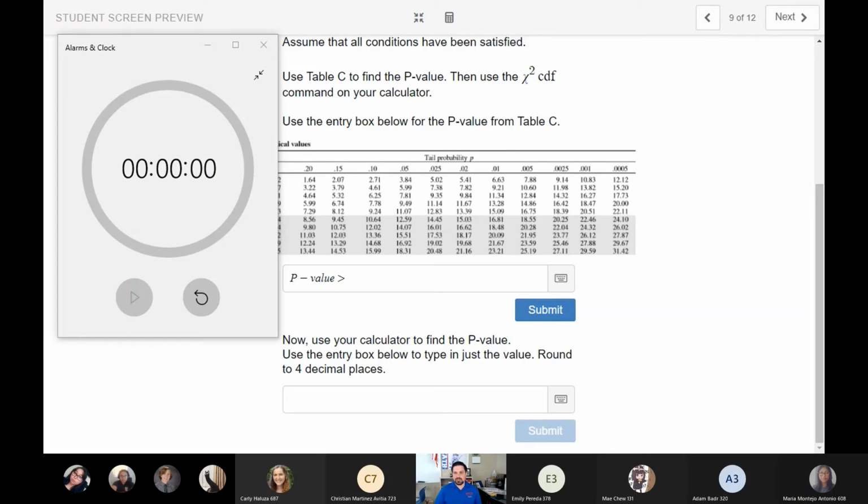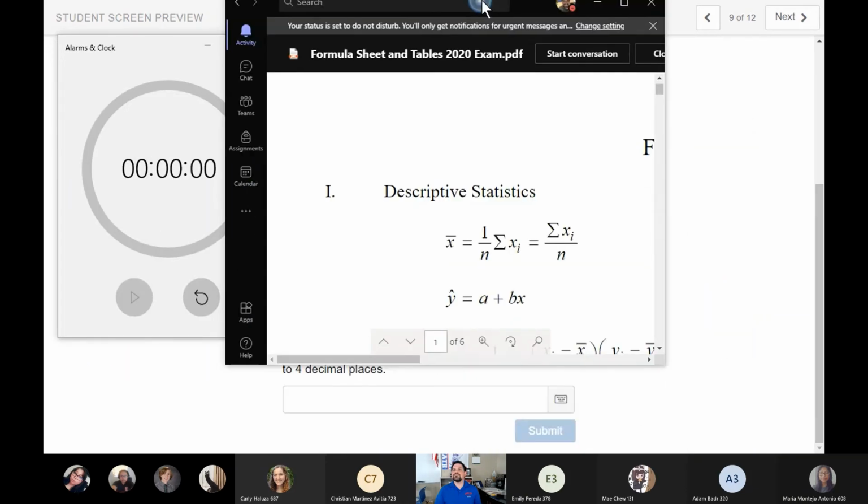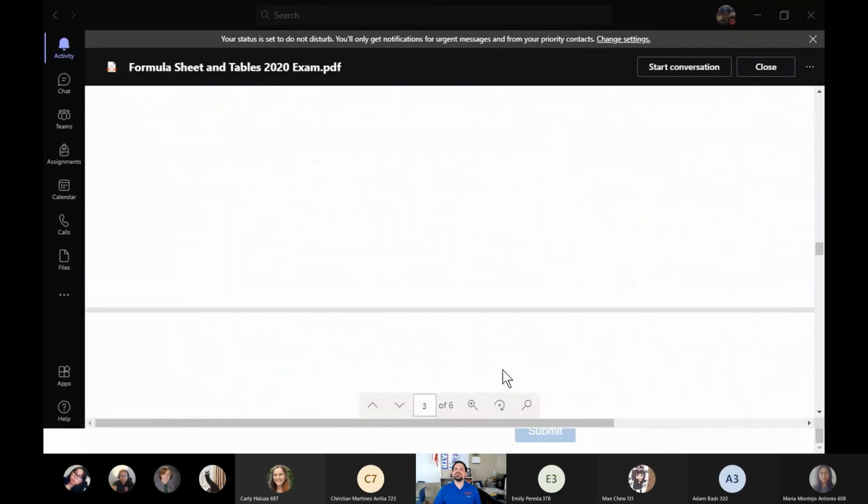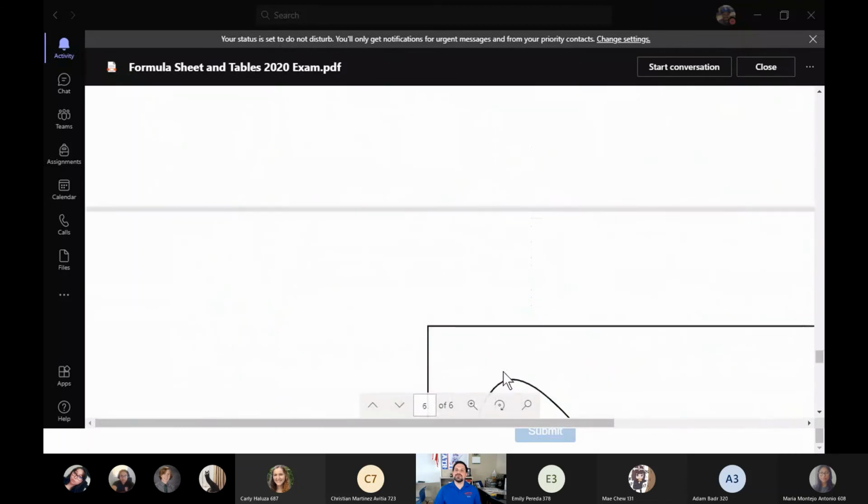Let me pull up a copy of table C. Get my stuff to do what I want it to do. Let's get to table C.